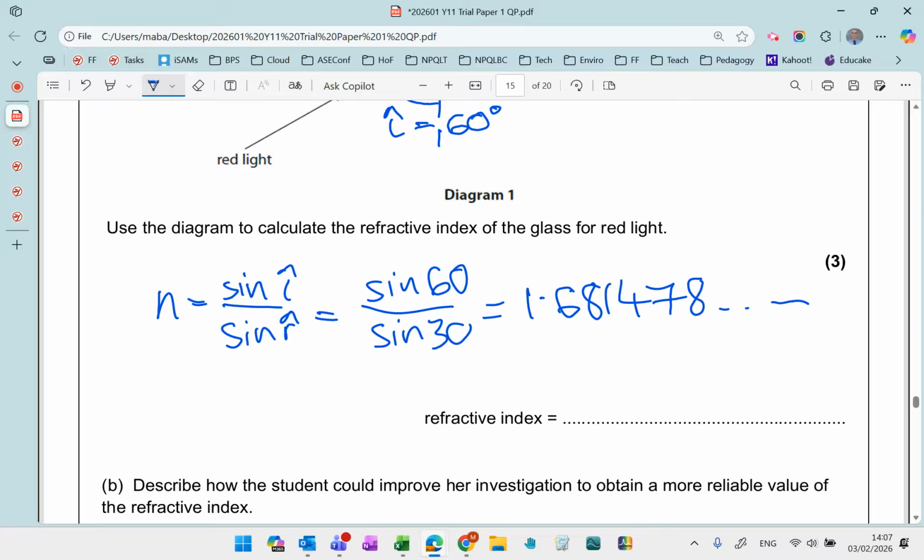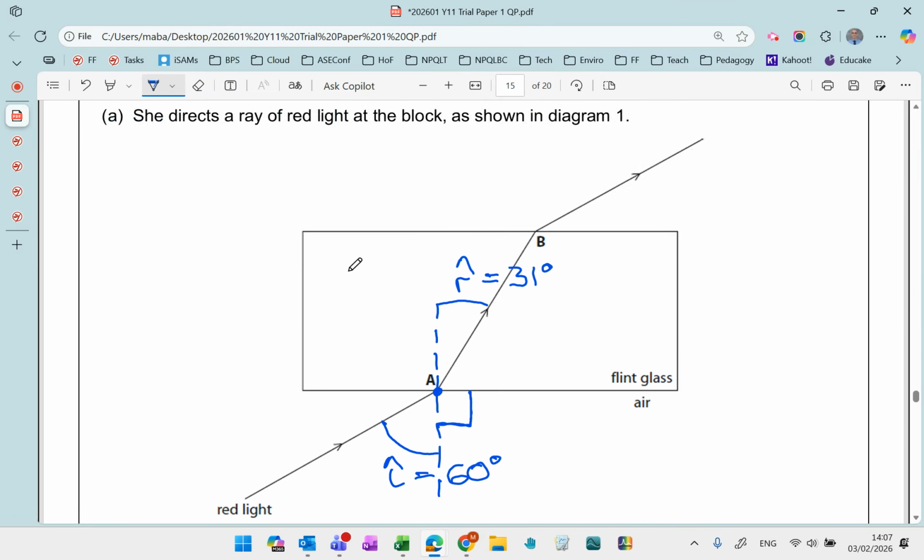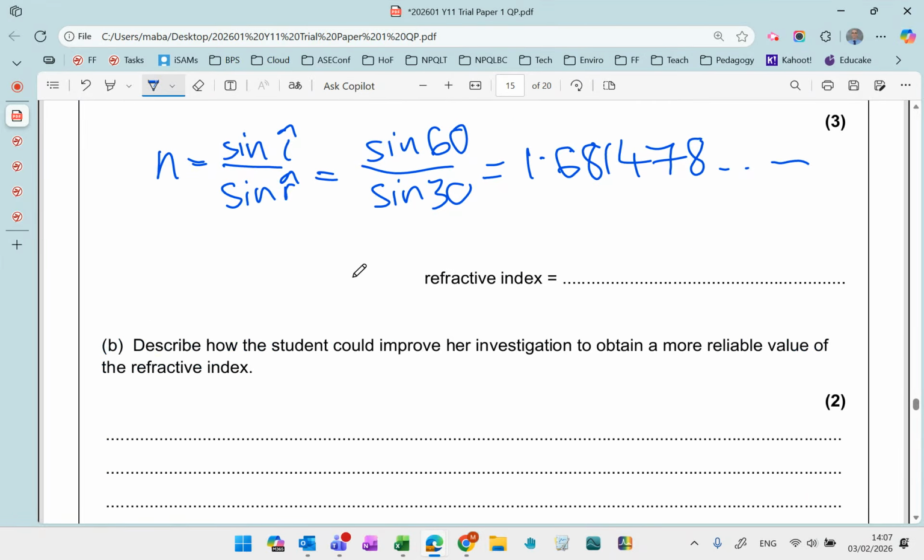Again we've got to think about what's a reasonable number of significant figures to give our answer to. 1.68 or 1.7 would seem reasonable because of the input data. Just one thing, if you ever do a calculation and you get less than 1 for the refractive index, stop and do it again because you've definitely got it wrong.